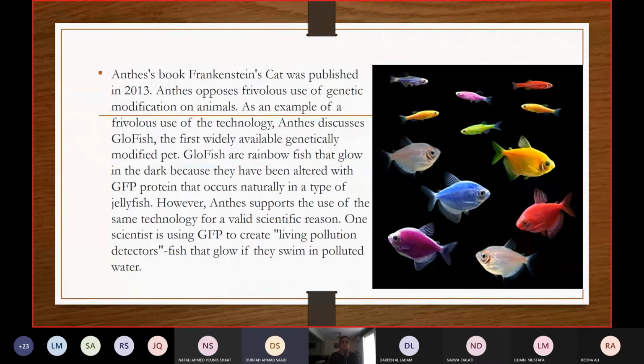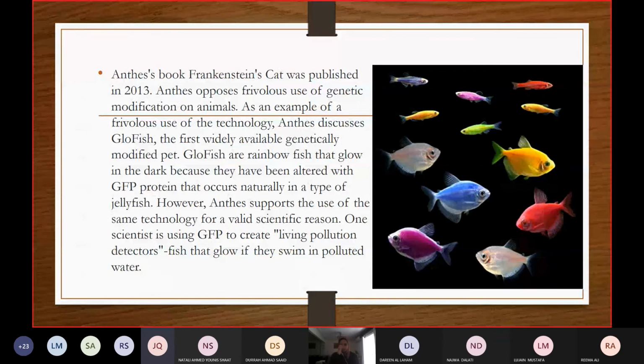So what is frivolous use of genetic modification of animals? Frivolous means reckless, dangerous. More or less, dangerous is reckless, okay, without thinking of the consequences well. What is genetic modification? Have you studied the genes, girls, in biology? Yes. For example, if your mom has yellow hair, you inherit the gene?